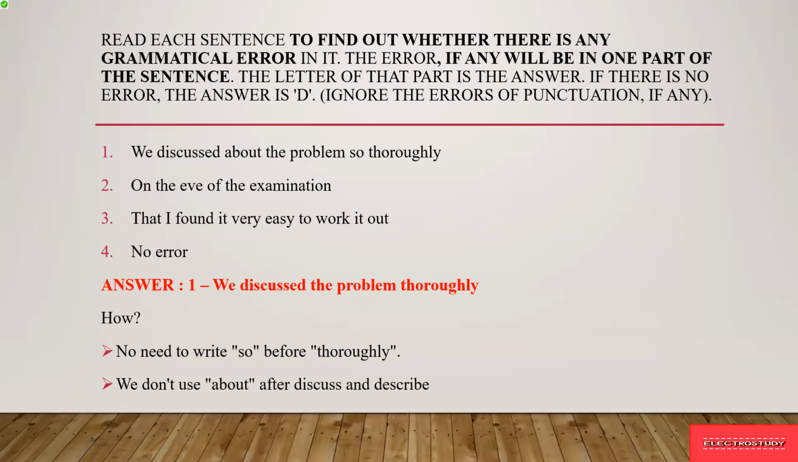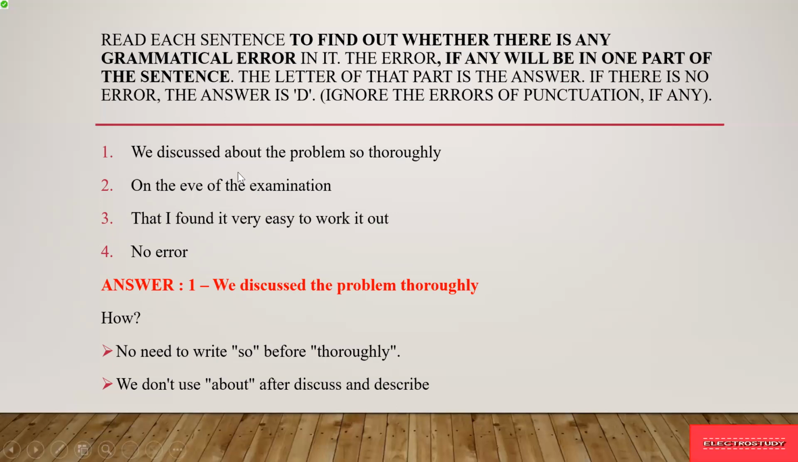In that, you will be seeing which is going to be the error. Now see, we discussed about the problem so thoroughly on the eve of the examination that I found it very easy to work it out. So you are telling that you are discussing some problem on the eve of examination and you found it very easy to work out. Now here see, on the eve of examination there is no error. That I found it very easy to work it out. It is also a simple sentence directly telling you the meaning.